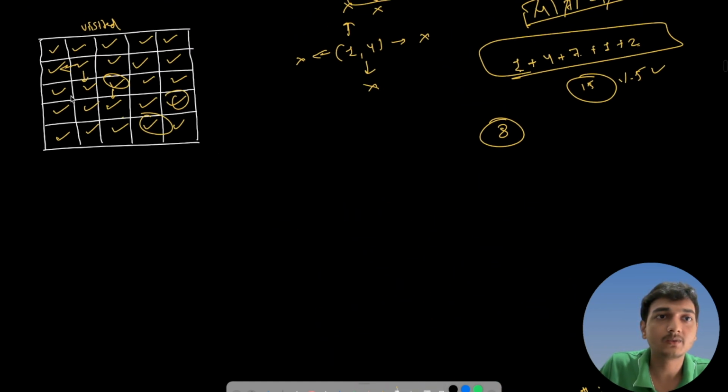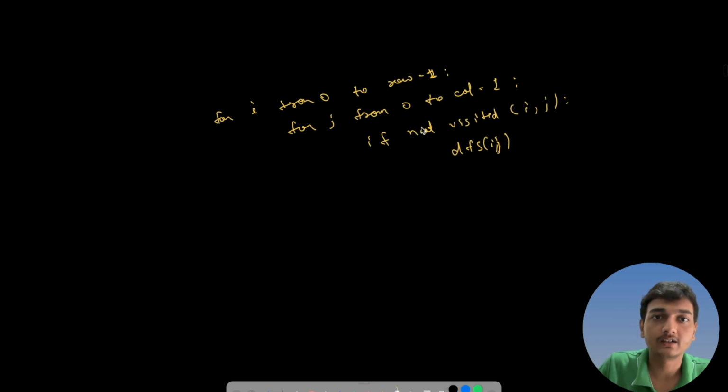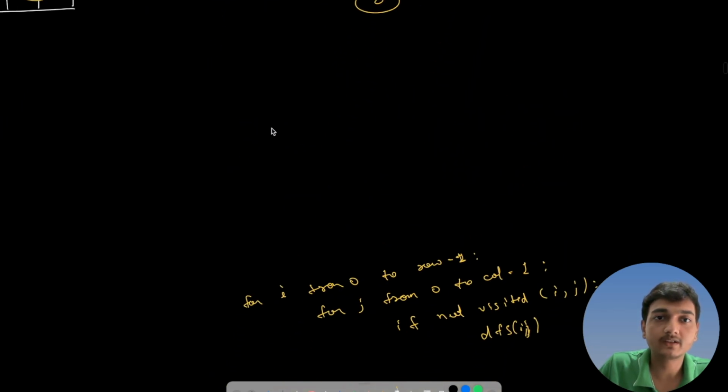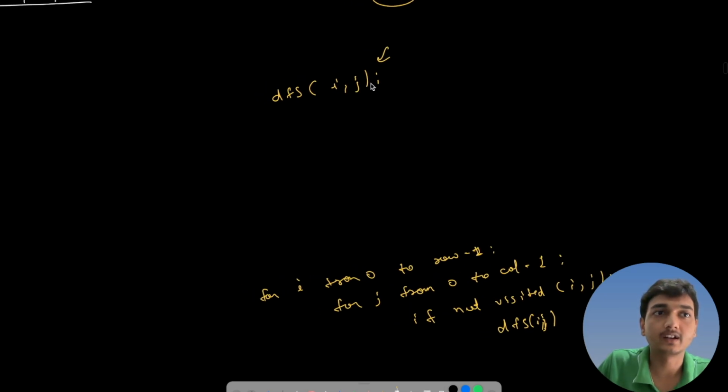what I need to do is first check whether this node is visited or not. If not visited[i][j], then I need to call DFS of it, DFS of i comma j. And how I will be writing my DFS function, let's see. DFS will be taking i and j, and definitely it will have access to the visited array and all.